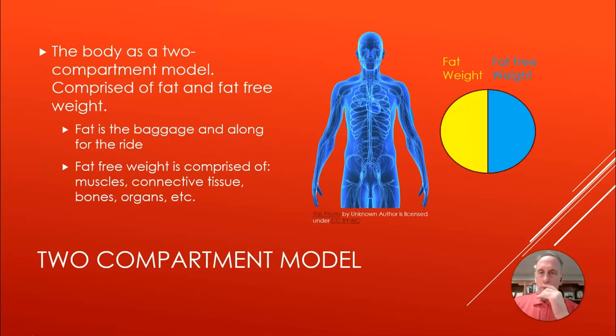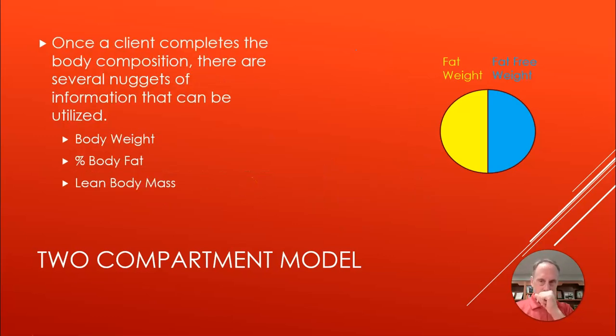When you look at the two-compartment model, that's comprised of fat weight and fat-free weight. Fat is the baggage, that's what goes along for the ride. And then the fat-free weight is comprised of muscle, connective tissue, ligaments, bones, organs, all the stuff that we've been talking about so far in this class. And when you look at doing body composition, we'll often have people do the handheld, or a Tanita scale. Skin fold calipers is also very common, or other types of bioelectrical impedance where they're standing on a scale holding the handle, like the InBody that we use.